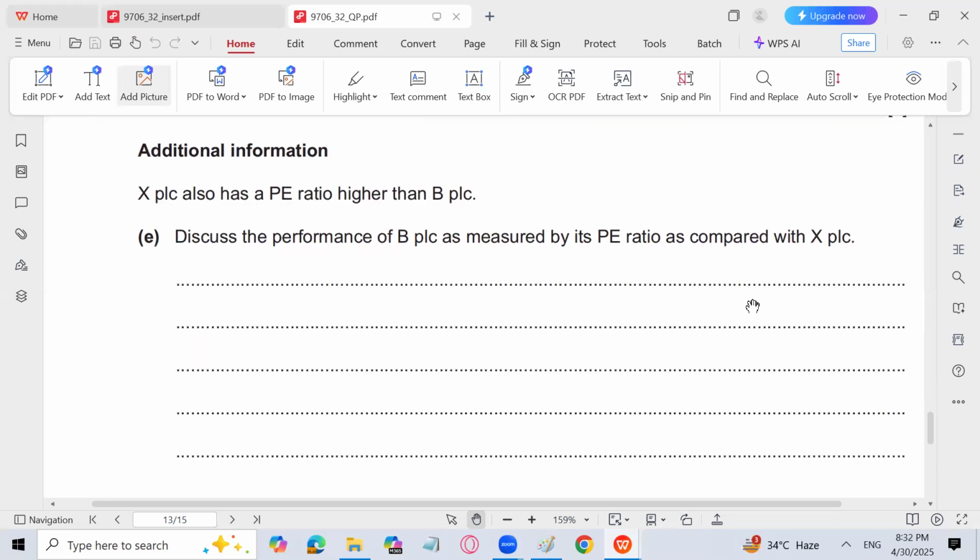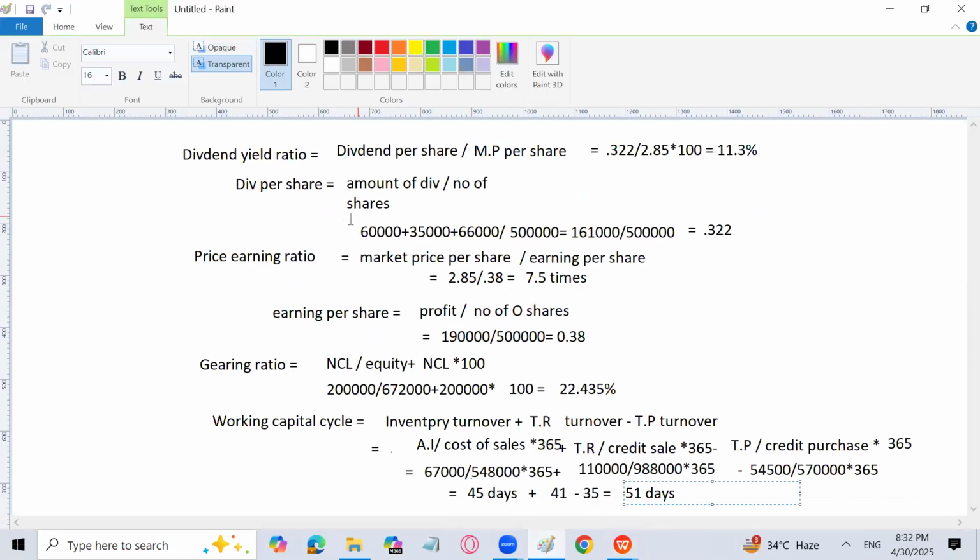Next, X public limited also has a price earning ratio higher than B. Discuss the performance of B PLC as measured by its price earning ratio as compared with X public limited company. So let's see. I told you earlier that the price earning ratio formula is market price per share over earning per share. That is 7.5 times. It means that X has a higher price earning ratio. It means that X's price earning ratio is better than B's. Again, the same as the working capital cycle, the performance of X is better than B because the price earning ratio should be 10 to 15 times. It is 7.5 times over here.